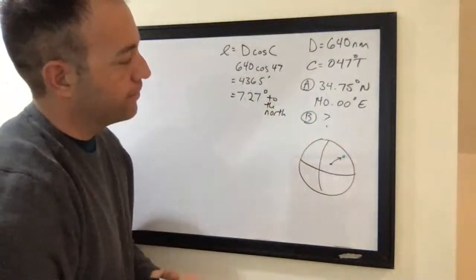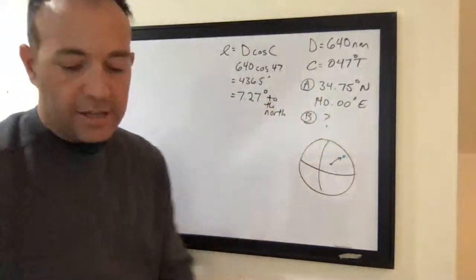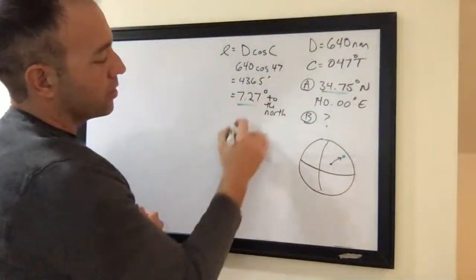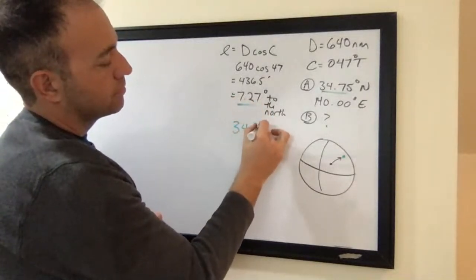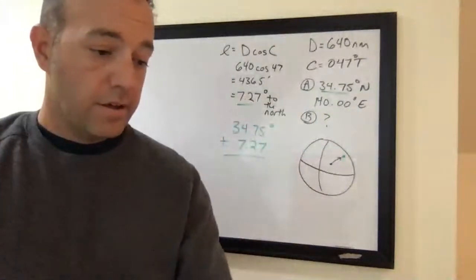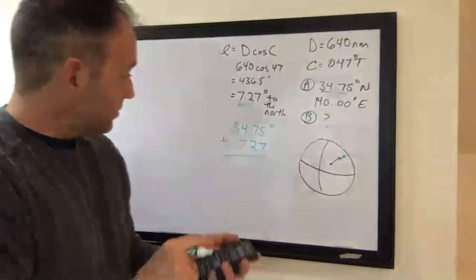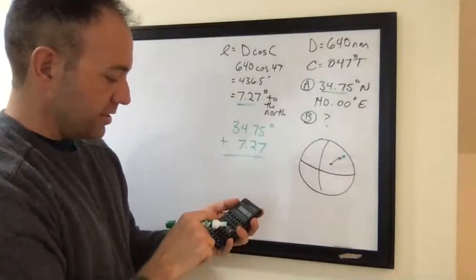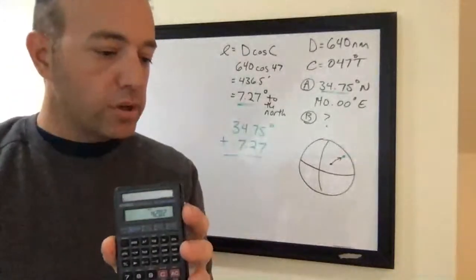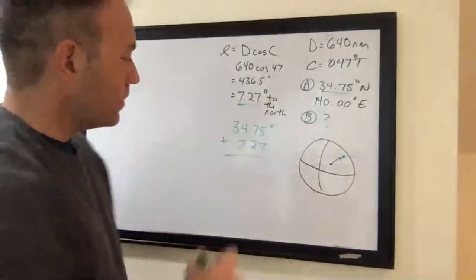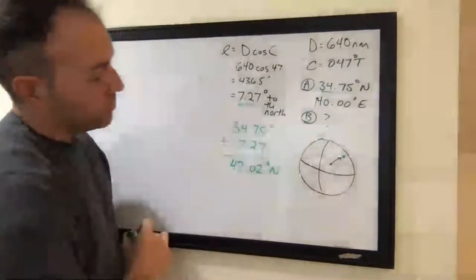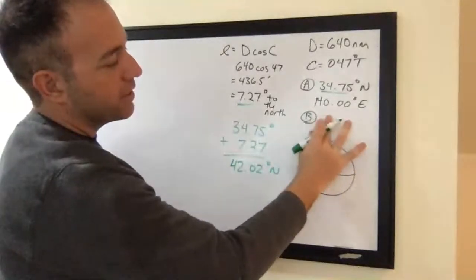To the north, right? So if our starting latitude was 34.75 and we're adding a bunch more, we're adding 7.27. I don't trust myself on camera, sorry. 34.75 plus 7.27. 42 and a little bit of change north is going to be our second destination. So look at that. We've already figured that out, right?